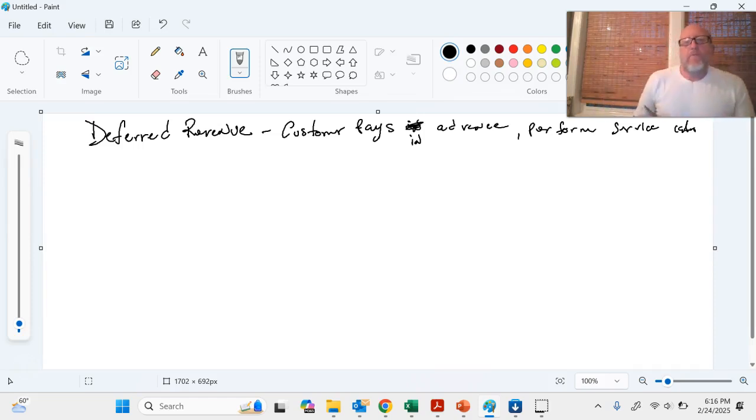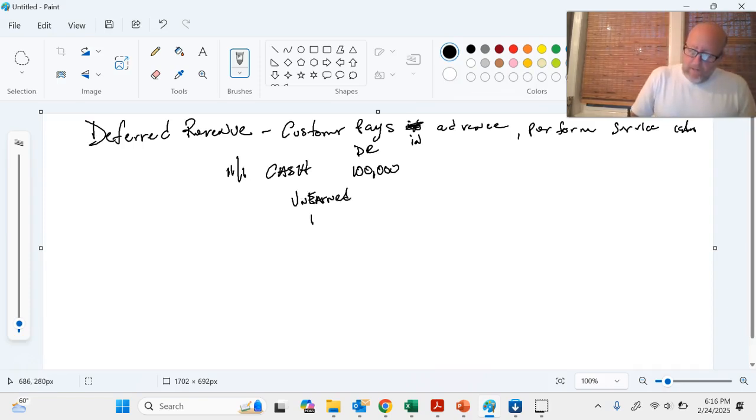So on November 1st, when the client pays us in advance, the journal entry is going to be cash. Cash is an asset, $100,000. And then unearned revenue is the credit. And that would also be $100,000. And again, unearned revenue is a liability. And so we would credit unearned revenue.